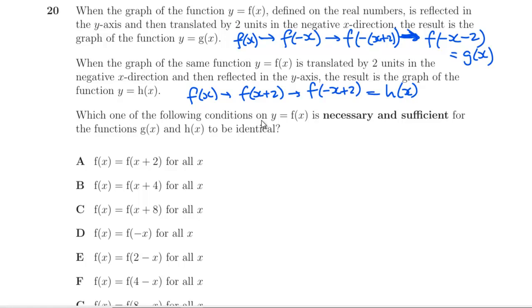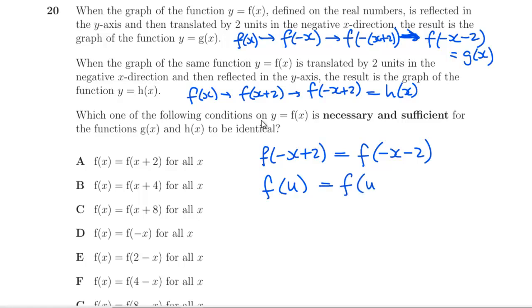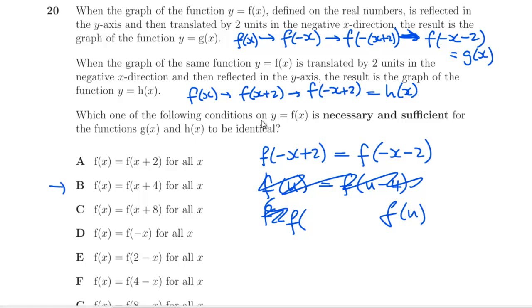Okay. Which one of the following conditions on y equals f of x is necessary and sufficient for these things to be identical? So we want f of minus x plus 2 to be equal to f of minus x minus 2. So, say that was u, f of u, then we've got f of u minus 4. Oh, right, they've just done it the other way around. It's going to be b. If I called the one on the right f of u, then that will be f of u plus 4. Okay, so b. It's always fiddly, those transformation ones, but they're not that bad.